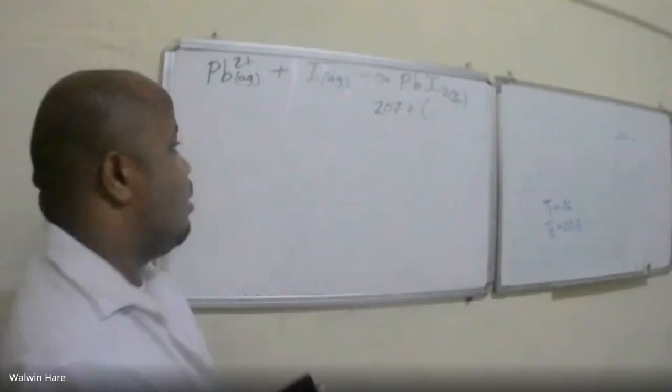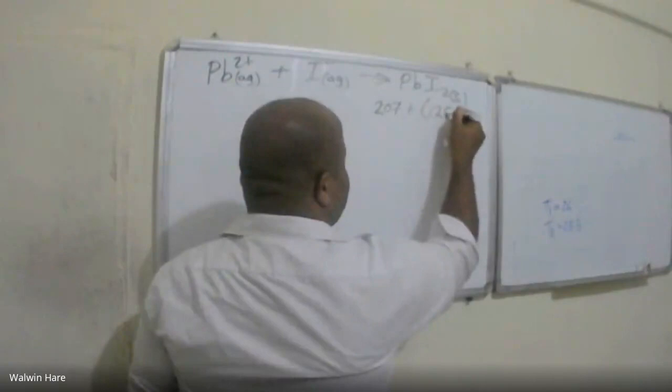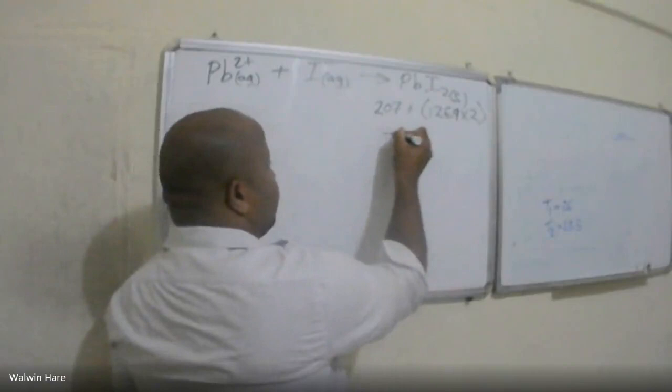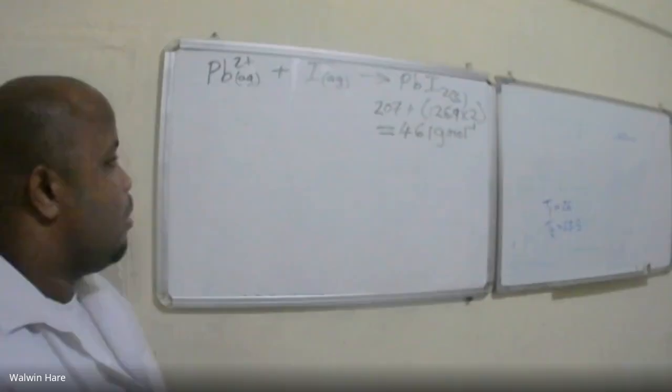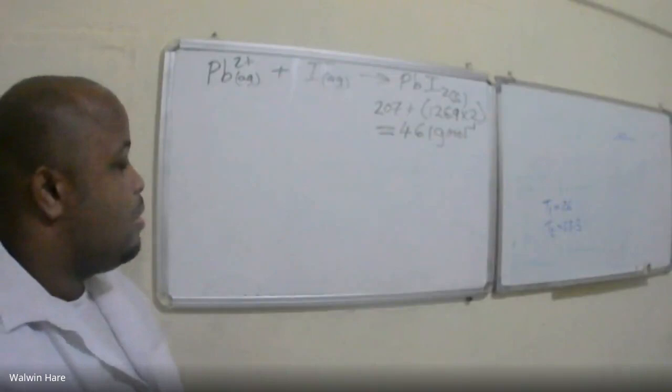All right, so 207 plus 126.9 times 2. So I got 461. So 461 gram per mole. So what's the times 2? 126.9. That's the atomic mass for iodine.